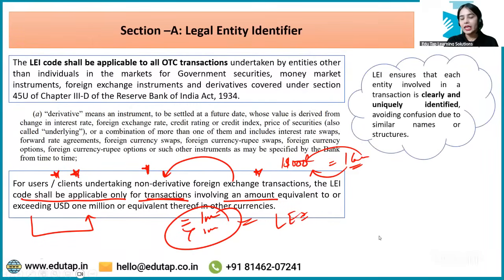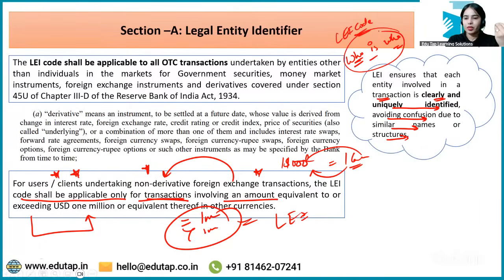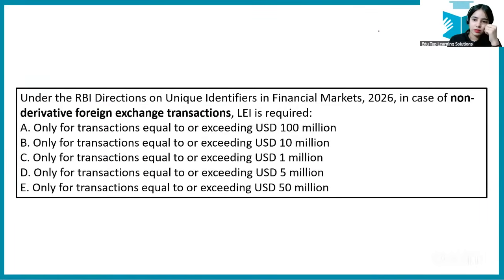Chalo. LEI ensures that each entity involved in a transaction is clearly and uniquely identified, avoiding confusion due to similar names or structures. So we are able to see who is who, which entity is actually involved, because the names can be the same, the structure can be the same. So who is who can be recognized through the LEI code, because that is a unique code. Try to answer this. If there is any confusion, kindly ask me.